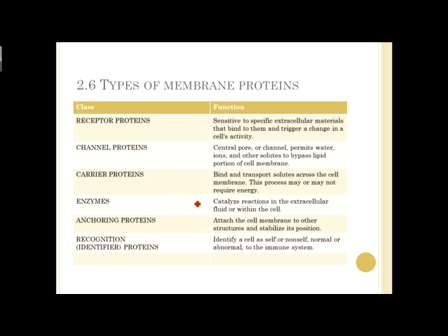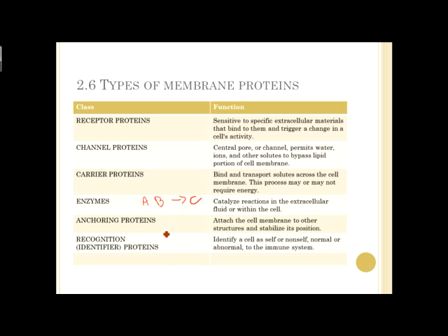Alright, enzymes catalyze reactions in the extracellular fluid or within the cell. Again, an enzyme is easy profit. So I need part A and part B, and I can easily make C through enzymatic action, and it didn't cost hardly any energy. Anchoring proteins attach the cell membrane to other structures and stabilize its position. That way it can't run off and go do its own thing.